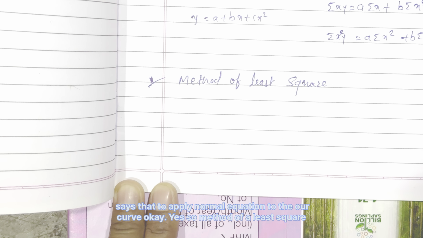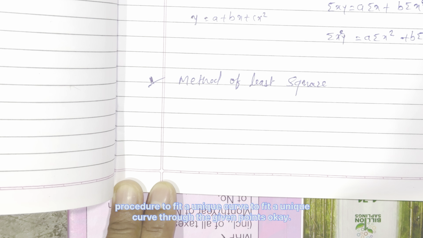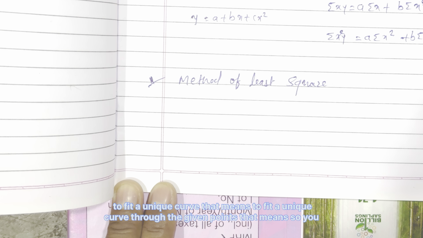The method of least squares is the most systematic procedure to fit a unique curve through the given points. That means whatever points are given to you, you have to fit your curve within these points. So we call it the method of least squares.